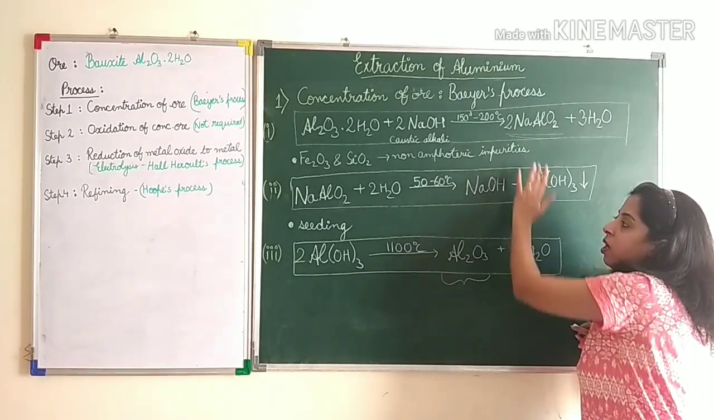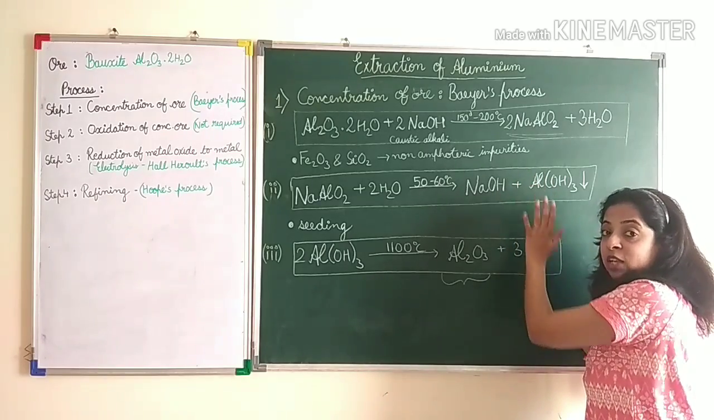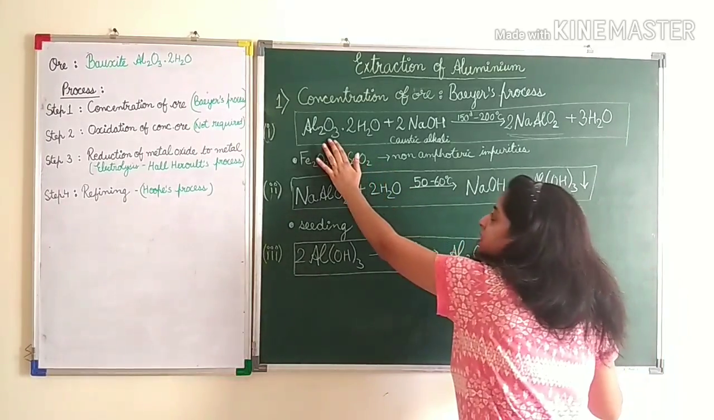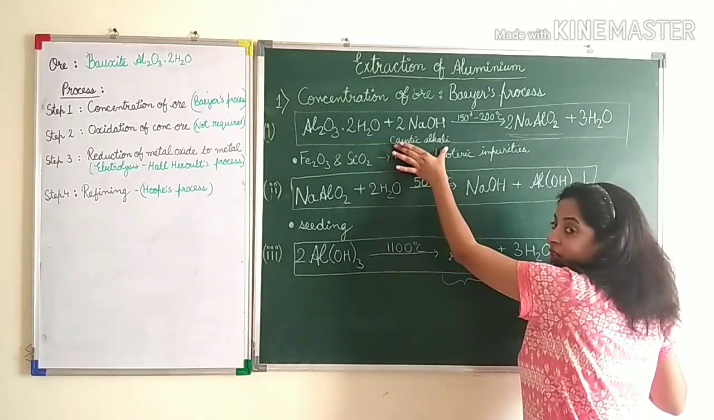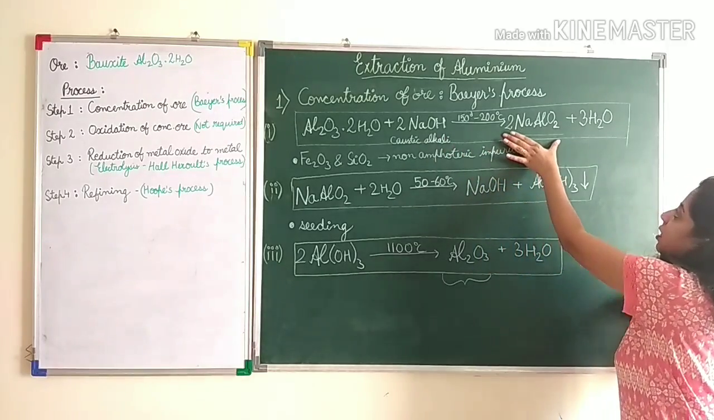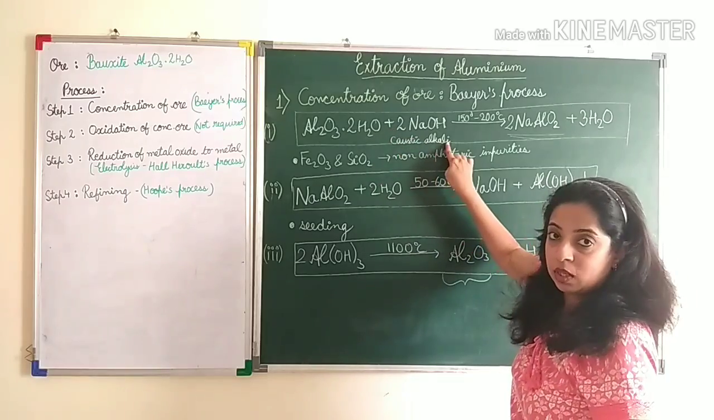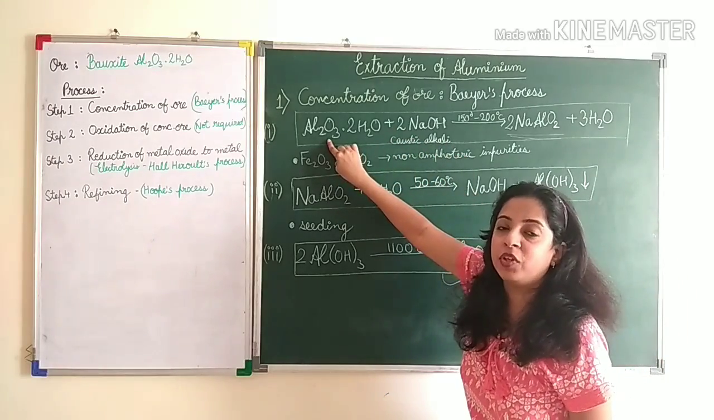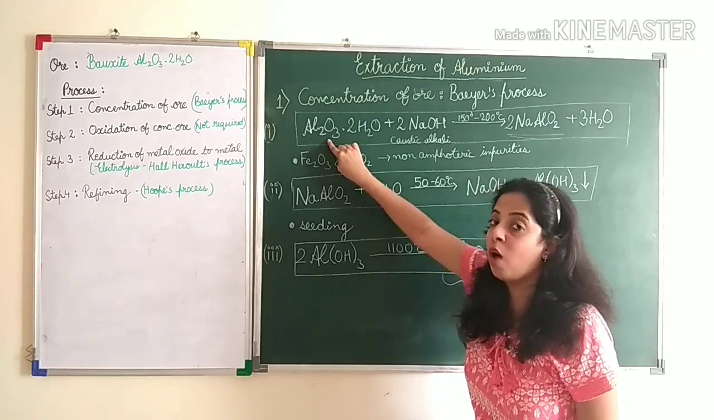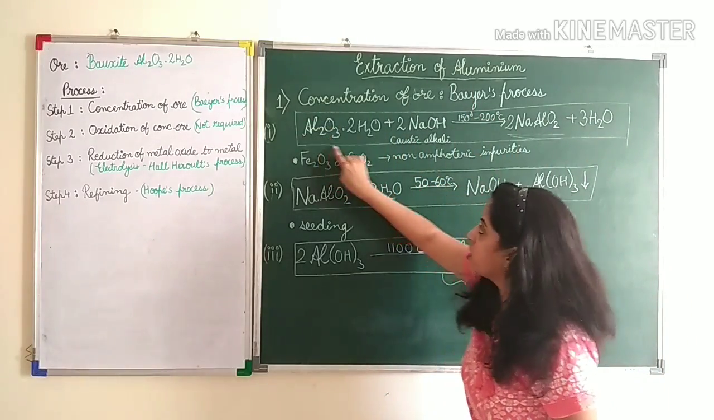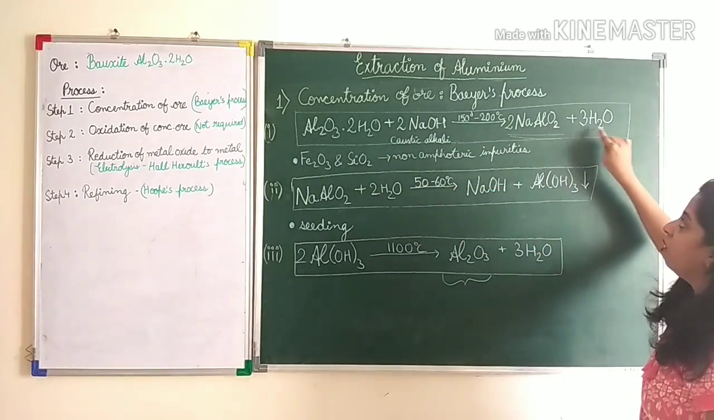Now children, one by one I will discuss every step again in detail, and I will tell you how they ask the questions. In the first step, we have taken bauxite ore, we have added caustic alkali to it, and a salt and water is formed. Now this is a base, and Al2O3 is an amphoteric oxide. What is an amphoteric oxide? It can react with acid as well as base to form salt and water. So this amphoteric oxide has reacted with caustic soda NaOH to form salt and water.